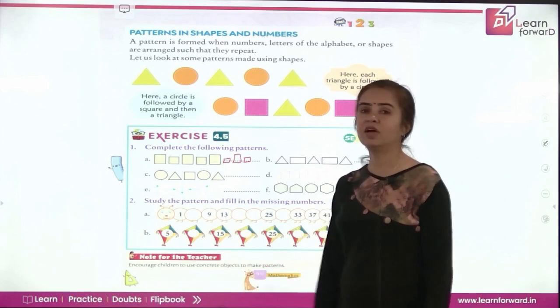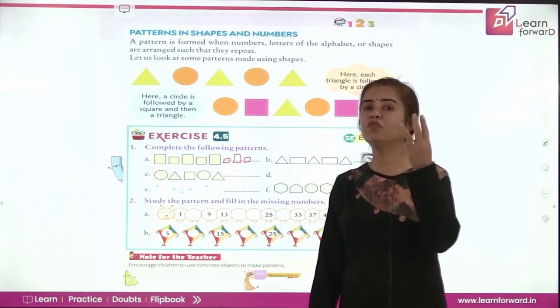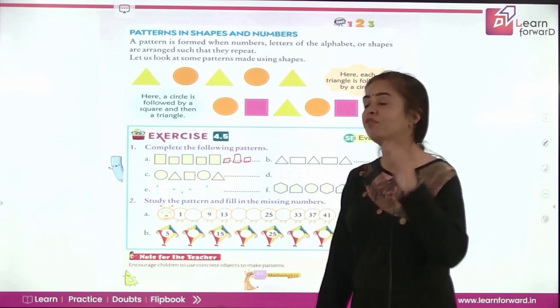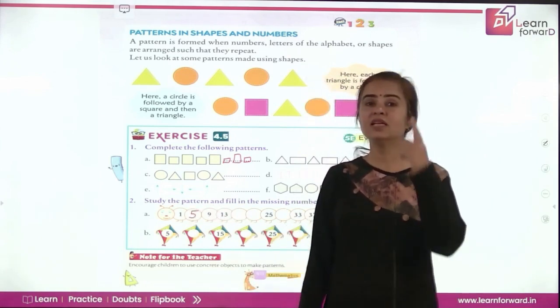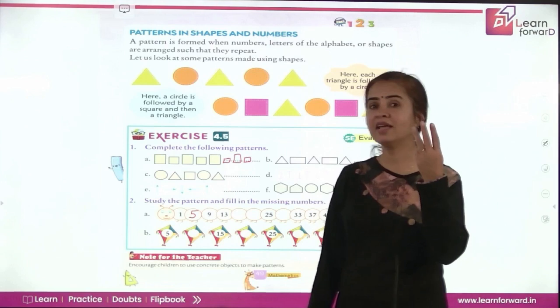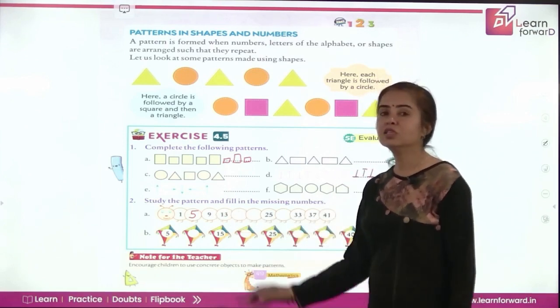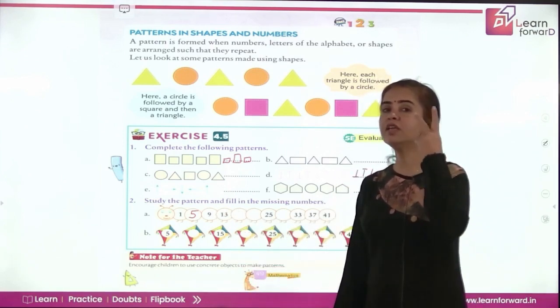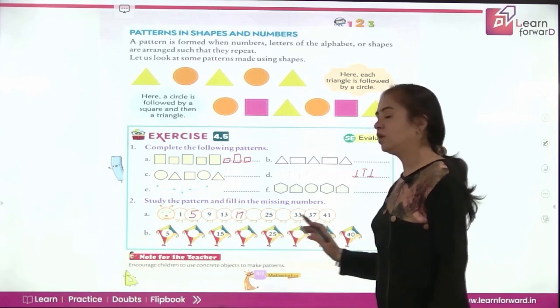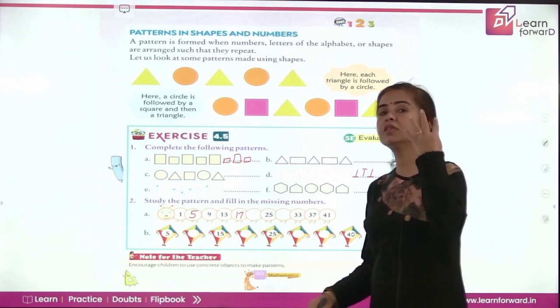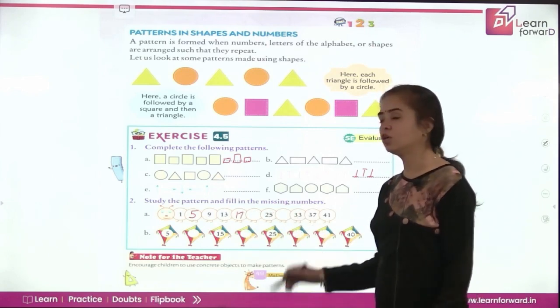So after 1, let's leave 2, 3, 4. What is the next number? 5. So we will have 5 here. After 5, let's see 6, 7, 8. Yes, the next number is already 9. So let's see after 13, 14, 15, 16. The next number is 17. And this way, just leave 3 numbers, reach the 4th one and complete your pattern here.